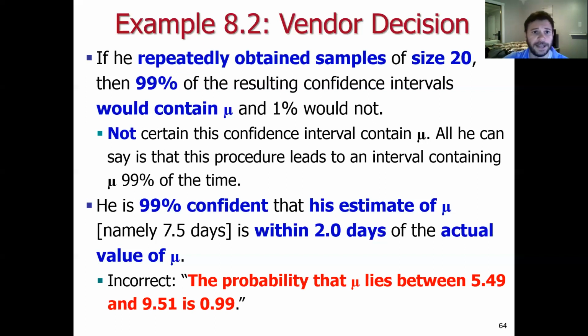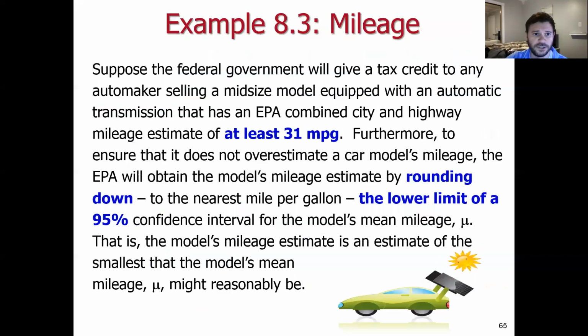Okay, so let's go ahead and look at one more case study here related to subsidization of EPA mileage restrictions. In this situation, we're going to consider a scenario where the federal government is thinking about giving a tax credit to an automaker that's selling a mid-size model equipped with an automatic transmission that has an EPA combined city and highway mileage of at least 31 miles per gallon.